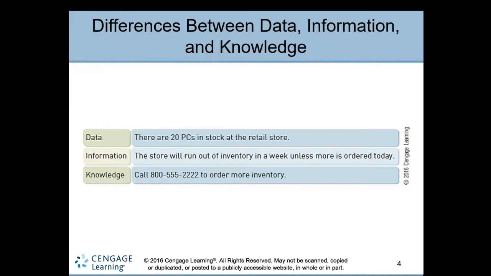What is information? The store will run out of inventory in a week unless more is ordered today. Information is processed data: you have only 20 pieces, so if you don't order, after one week you may be out of stock. So this information is available now. After the 20 pieces are sold out, you will have no more pieces in your stock.